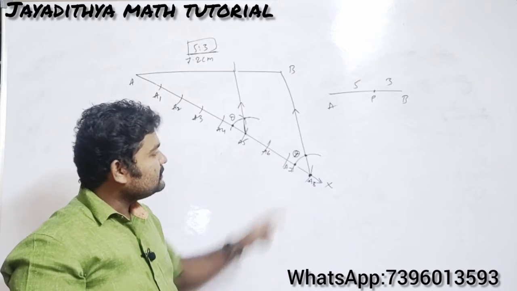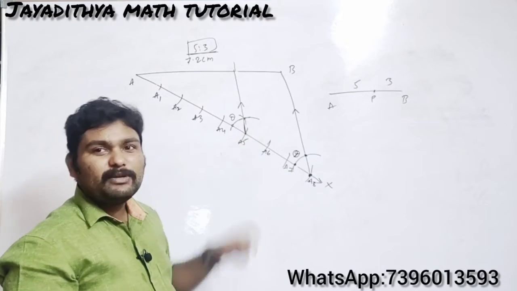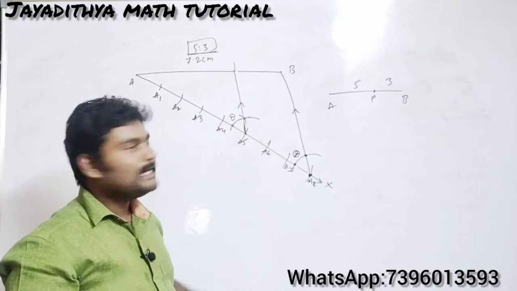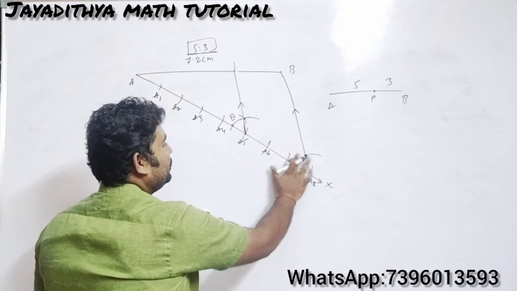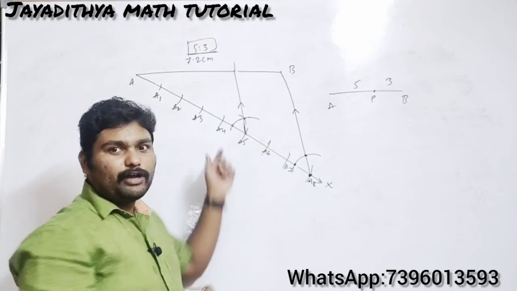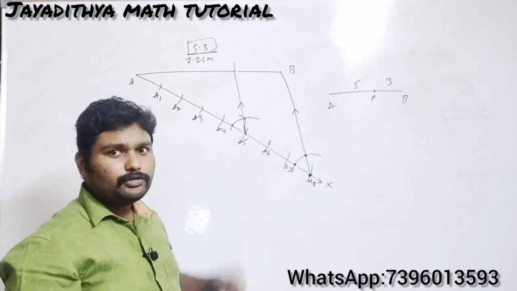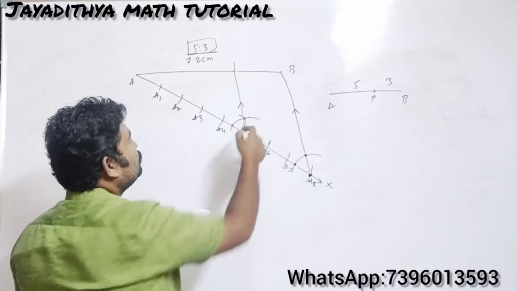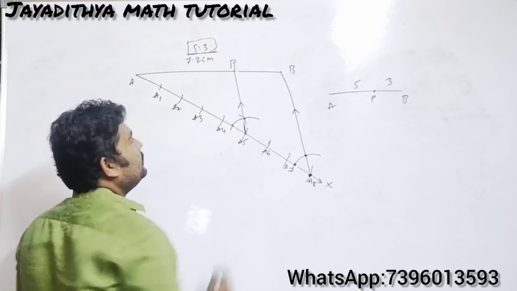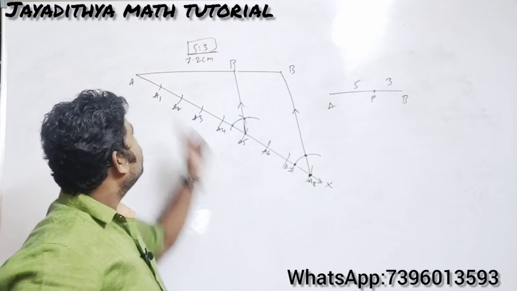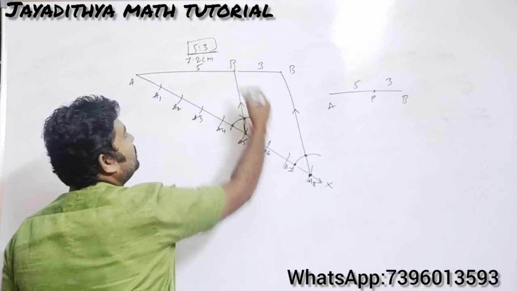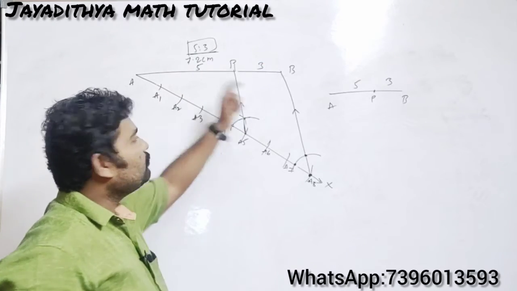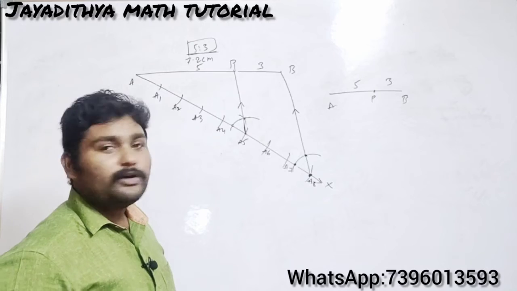So these two angles will be corresponding angles. If the corresponding angles are equal, automatically these two lines must be parallel, right? For that reason we are drawing the same angle here. This is a very important part. After drawing this, you will have a point here as P. That's all. Your line is divided into 5:3. Now AP will be 5 parts and PB will be 3 parts, so the line is divided in the ratio 5:3.